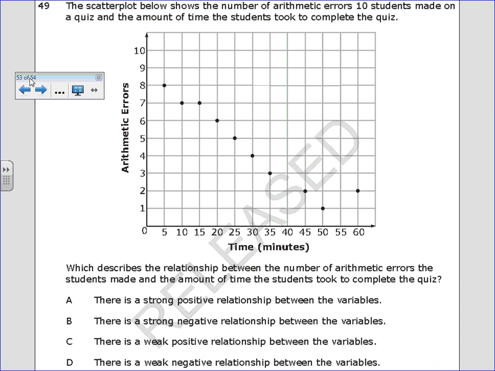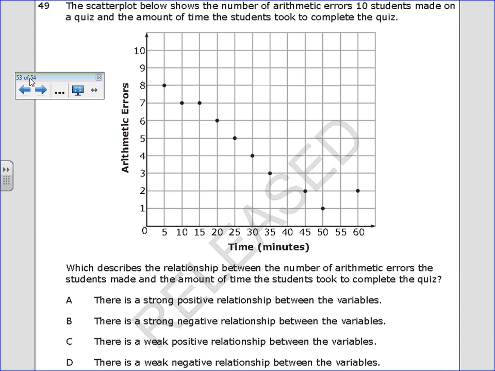49. The scatter plot below shows the number of arithmetic errors 10 students made on a quiz and the amount of time the students took to complete the quiz. Which describes the relationship between the number of arithmetic errors the student made and the amount of time it took to complete the quiz?